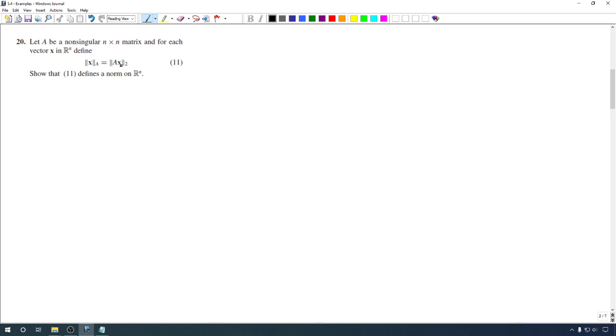So x is an n by 1 vector. When you multiply by an n by n matrix, you're going to get another n by 1 vector. And we're going to take the 2 norm of that result and call it the A norm of the original vector. And we're going to show that this actually does define a norm on Rn.